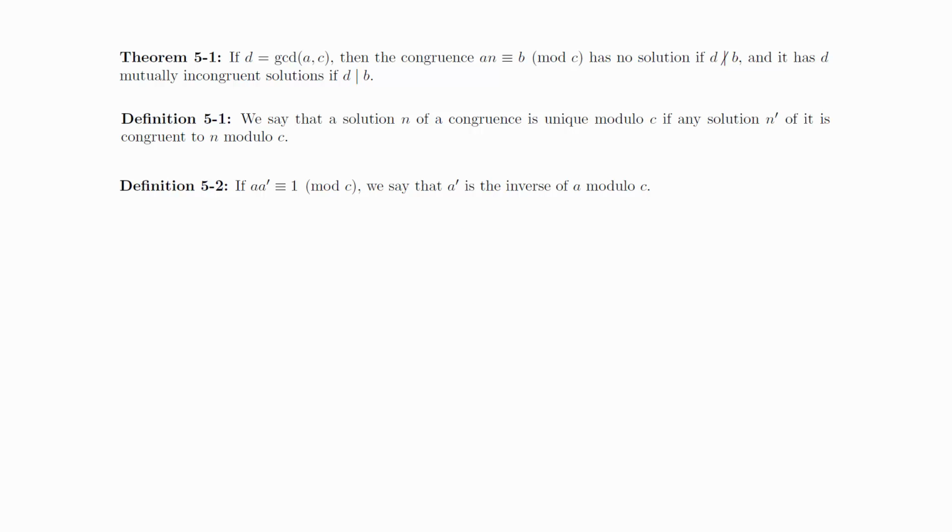Definition: if a times a prime is congruent to 1 mod c, we say that a prime is the inverse of a modulo c. This language comes up from algebra. We would technically be saying that a prime is the multiplicative inverse of a modulo c.